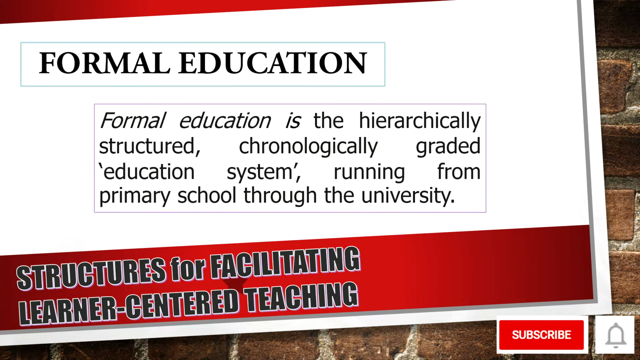The first one, formal education or formal learning, usually takes place in the premises of the school, where a person may learn basic, academic, or trade skills. Formal education is the hierarchically structured, graded education system running from primary school through the university. Formal education is one that works under the framework set by individual boards of education.